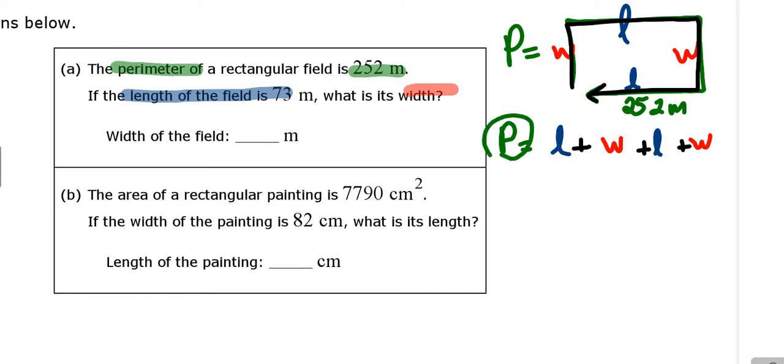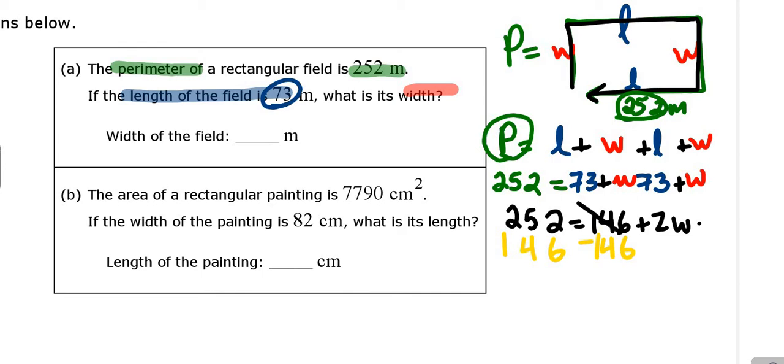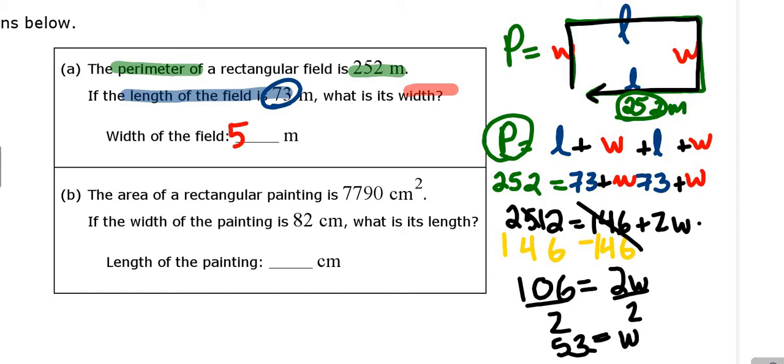Then you circle, plug, chug. Perimeter, perimeter, 252. And then your length, says right here, is 73. Your width, you don't know. Collect like terms. Solve. W equals 53. Super easy to check this. You can simply plug it in here and then walk it around and add them up and see if it equals 252.